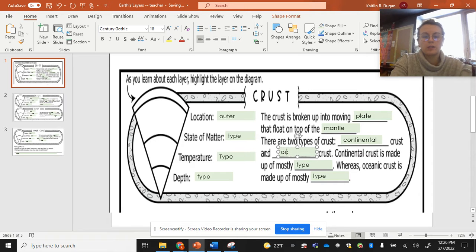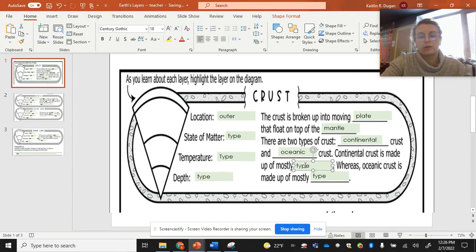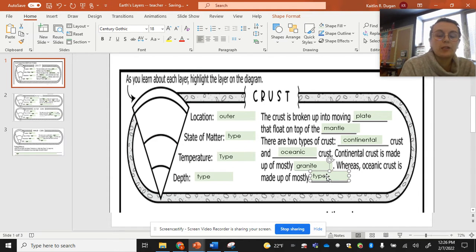Now, the thing about the oceanic crust is that it's thinner than your continental crust. Okay. So it's a lot thinner on the ocean floor. Now, the continental crust is typically made of granite. And if you remember from our rock unit, granite is our intrusive igneous rock, meaning that it's formed from the slow cooling of lava inside Earth's crust, or below the surface of the Earth.